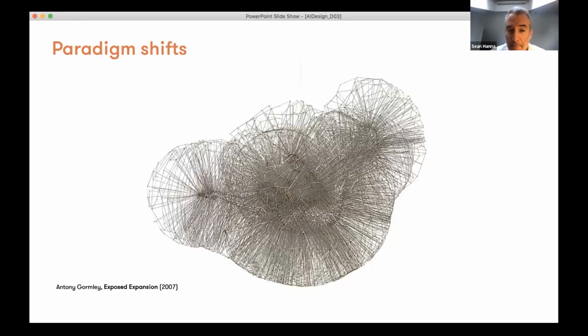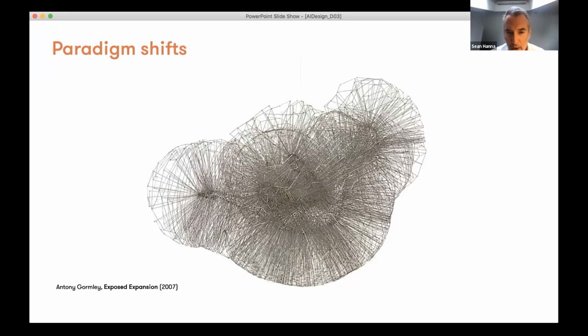Another example, one way to think of it is as a paradigm shift, which we normally think of as being some massive once-in-a-generation thing that completely reframes how we see everything in a certain scientific field. That was Kuhn's definition of it. But I would say that these sorts of things happen at a much smaller scale all the time in design.